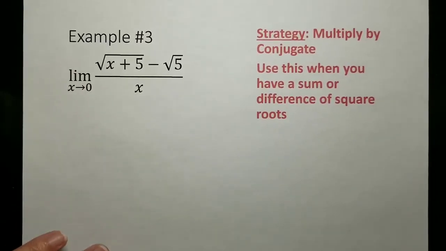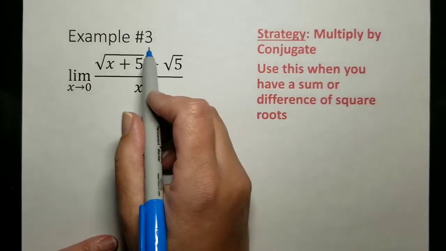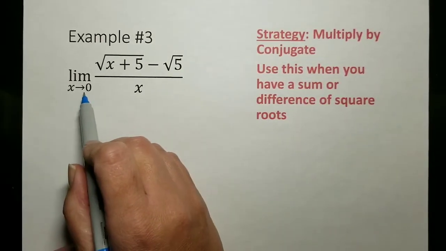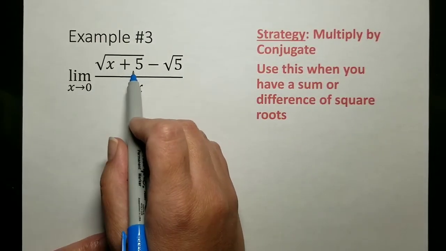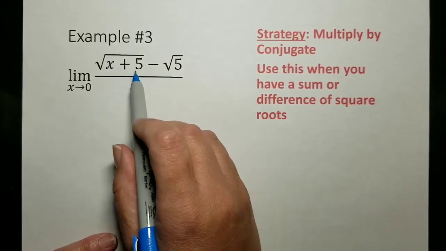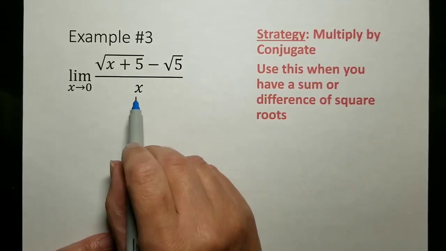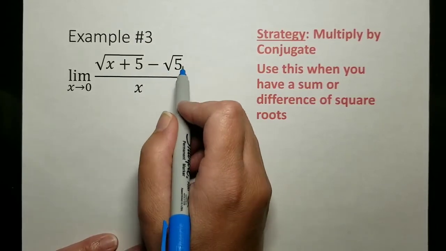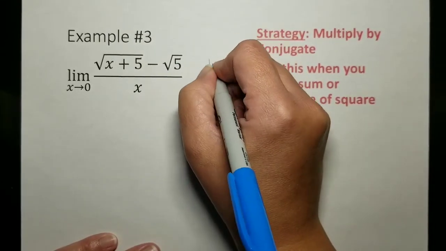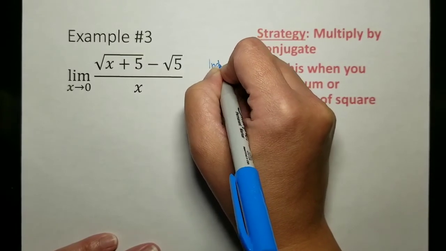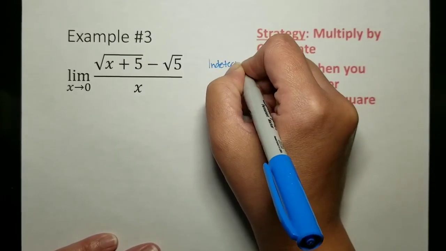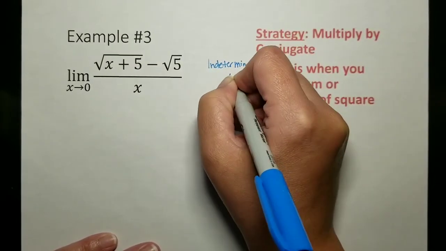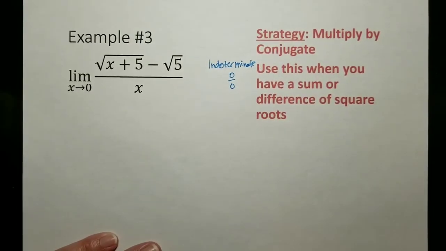And the last strategy is multiplying by the conjugate. So here, the limit as x approaches 0 of root x plus 5 minus root 5 over x. We can see obviously a 0 in the denominator. Here we'd have root 5 minus root 5. So this is, in fact, indeterminate, with a 0 over 0 limit.